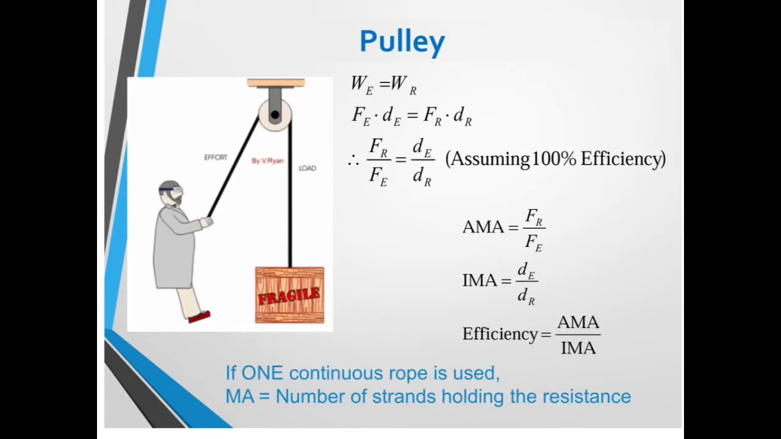In a theoretical frictionless system, a pulley equalizes the tension in all the ropes supporting the weight. So the ideal mechanical advantage is going to be equal to the number of strands holding the resistance. This is only true if one continuous rope is used. So if you look at this picture here of the fixed pulley, notice there's only one strand actually supporting this resistance. So that's going to tell us then that our IMA is only going to be 1.